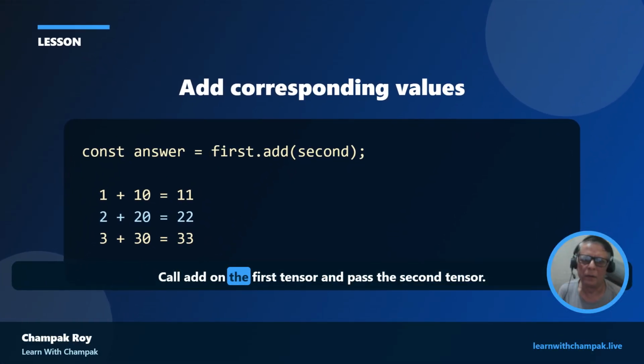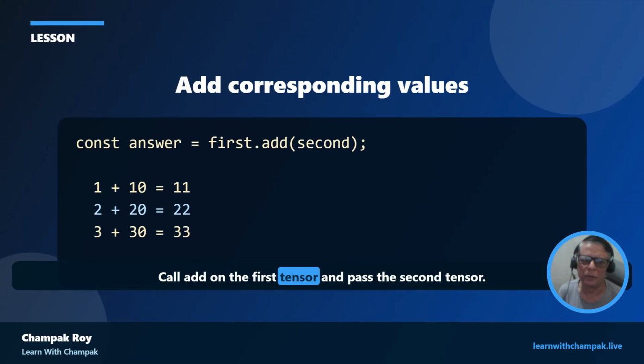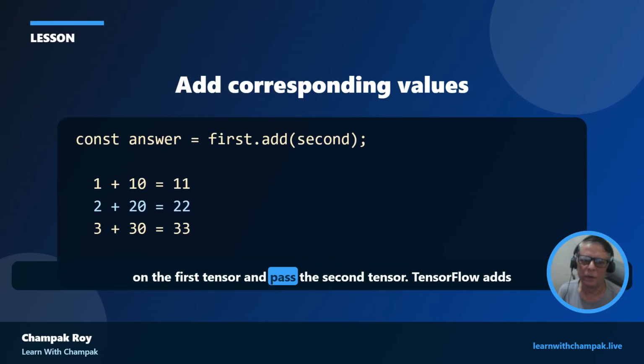Call add on the first tensor and pass the second tensor. TensorFlow adds values in matching positions. 1 plus 10 is 11, 2 plus 20 is 22, and 3 plus 30 is 33.